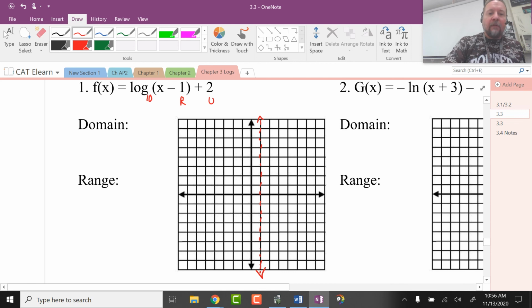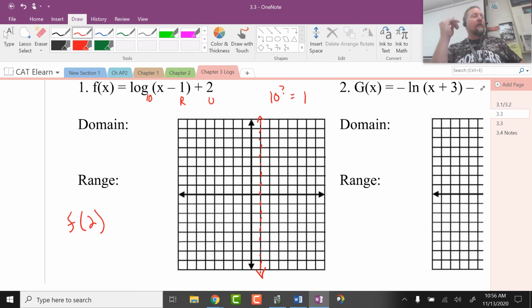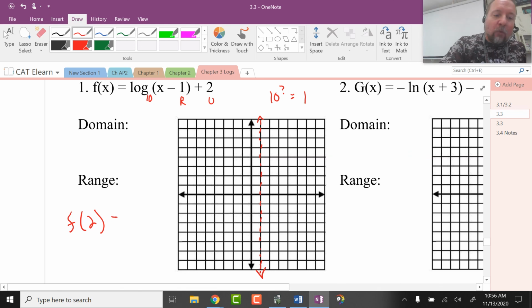And then I'm going to ask you a question. What's f of 2? I'm going to walk you through it. What's 2 minus 1? 1. 10 to what power equals 1? Because that's what log base 10 of 1 is asking. 0 plus 2 is what? 2 comma 2. This is where 1 comma 0 ended up. 1 comma 0 for the parent function, 1 right, 2 up.